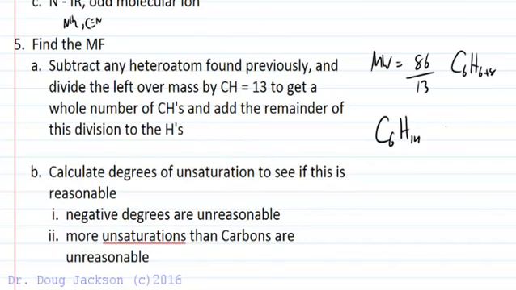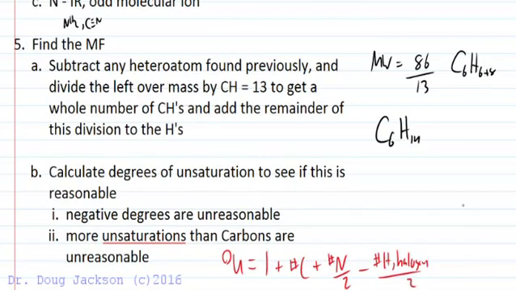Okay, so are we reasonable? We have to decide that by calculating the degrees of unsaturation. The formula for that, as we've seen before in the isomers video, is 1 plus the number of carbons plus the number of nitrogens, minus the number of things that bond once, like hydrogens and halogens, the sum of those divided by 2. So here the degrees of unsaturation is 1 plus 6 minus 7, which is 0 degrees of unsaturation. So that's reasonable. Negative degrees of unsaturation would be unreasonable.